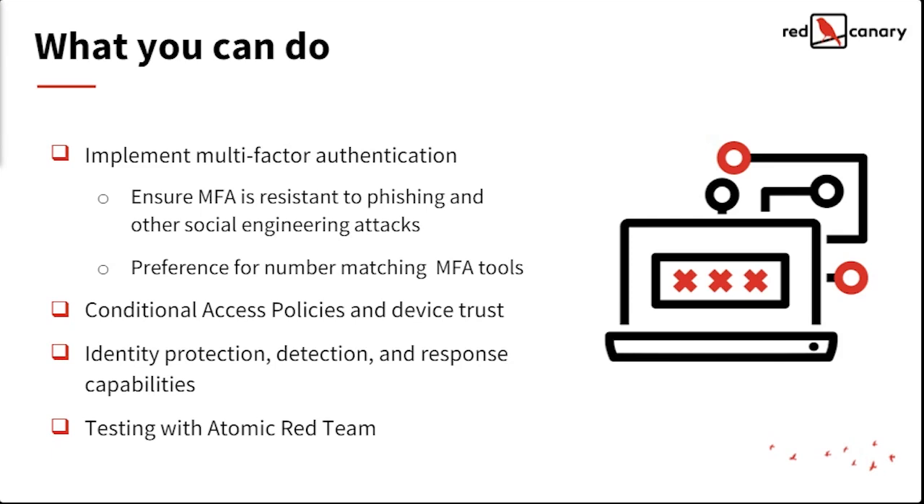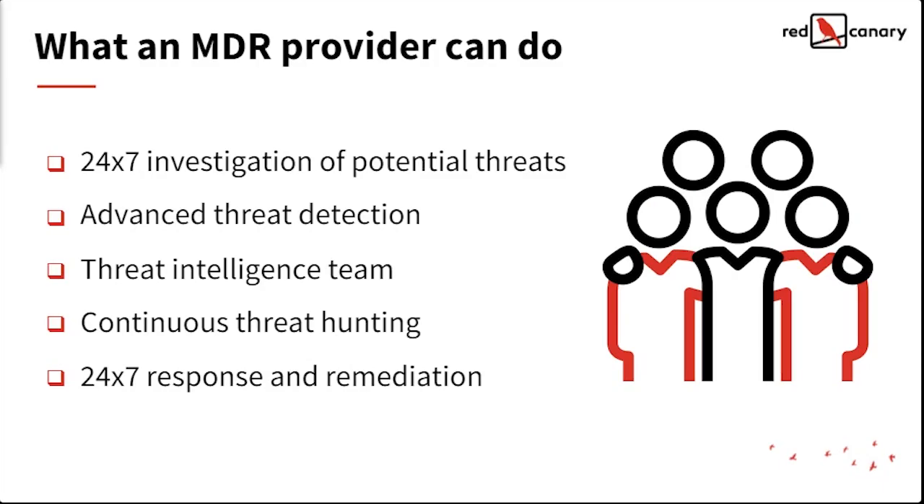And then we definitely would recommend doing some testing. If you're not familiar with Atomic Red Team, go check that out. There's a large array of tests that you can do, both for endpoints and in the identity space, to test yourself and try to figure out, hey, if an adversary did this, would we see it? So those would be our main recommendations. And I'll hand it back to Seth to talk about how we can help.